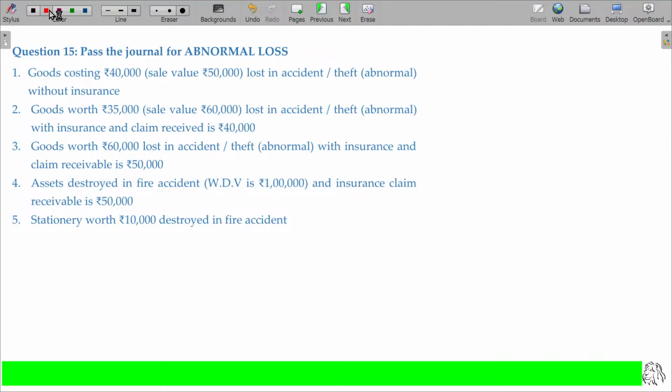And the abnormal loss may happen for the goods that you have. Right. You purchase the goods for sale. You purchased and kept in the godown, but accidentally you lost some value of the commodity. You have the assets with you, the assets may also be lost. Probably accidentally you operated the machine, then because of the power shortage or whatever it may be, it was burnt, lost. Abnormal loss.